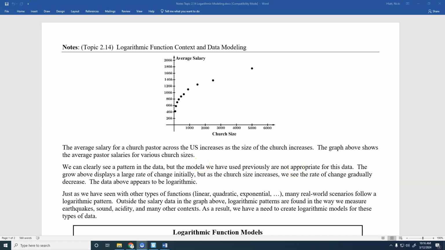Pastor salaries across the U.S. increase as the size of the church increases. The graph above shows the average pastor salaries for various church sizes. You can clearly see the pattern, but nothing that we have done so far really fits that pattern as far as regressions, right? Because we have looked at exponentials, quadratics, cubics, quartics. None of those are really going to fit that pattern right there.